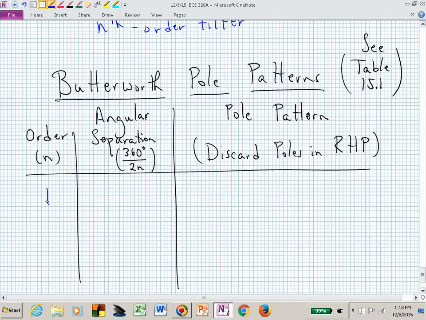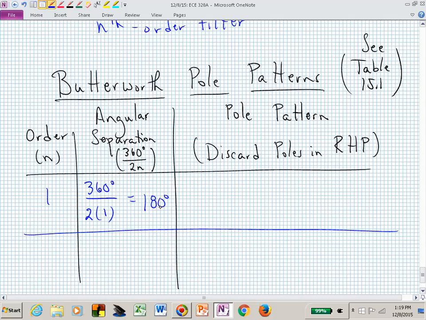Meaning, if I now said we had a first order filter, now we're going to do some hard math. We're taking 360 degrees and dividing by 2 times n. N is 1. What's the angular separation between the poles? 180. Yes, right? So now we have 180 degrees.